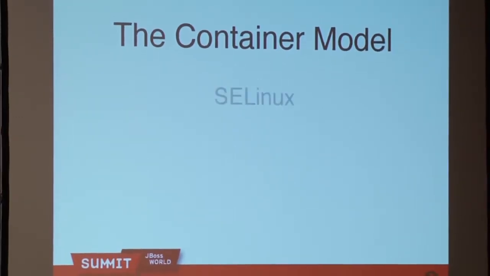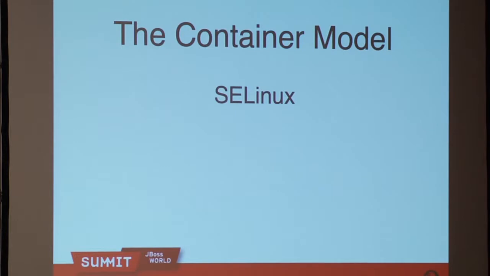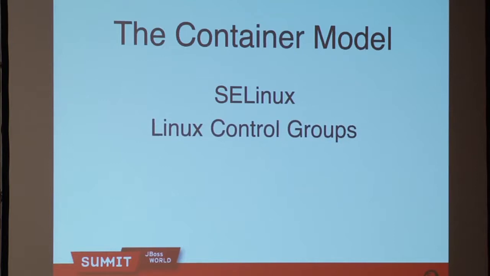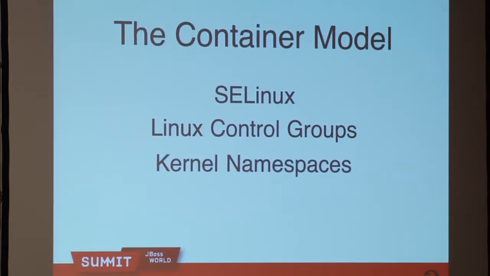And within the container, we use SELinux to make sure that one application doesn't interfere with the other. It only has access to the resources that it needs to. We use Linux control groups to control the amount of resources available. So this allows us to control both memory and CPU and make sure that one application doesn't use up all the CPU on the system. We also use kernel namespaces and bind mounts to make sure the application has access to only the file system parts that it needs to see. So it can't really explore the rest of the system.